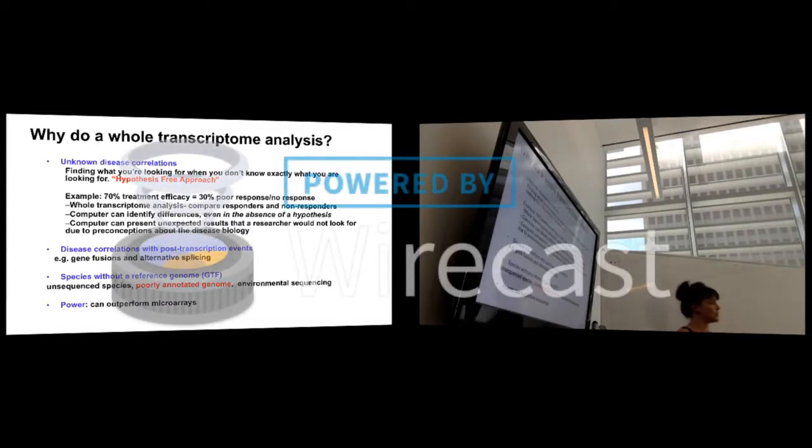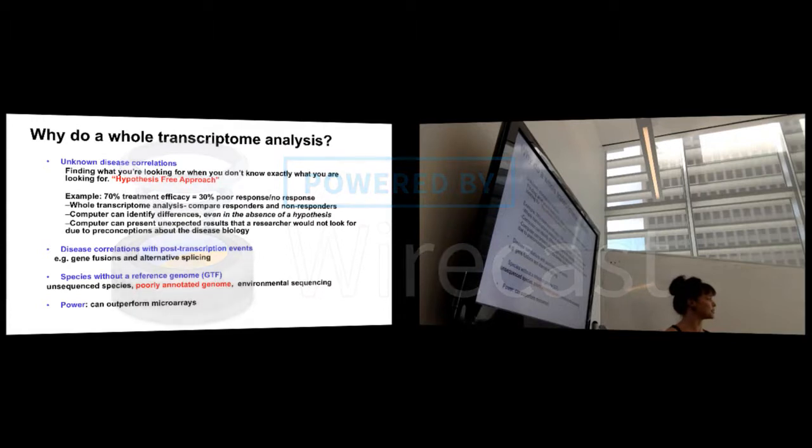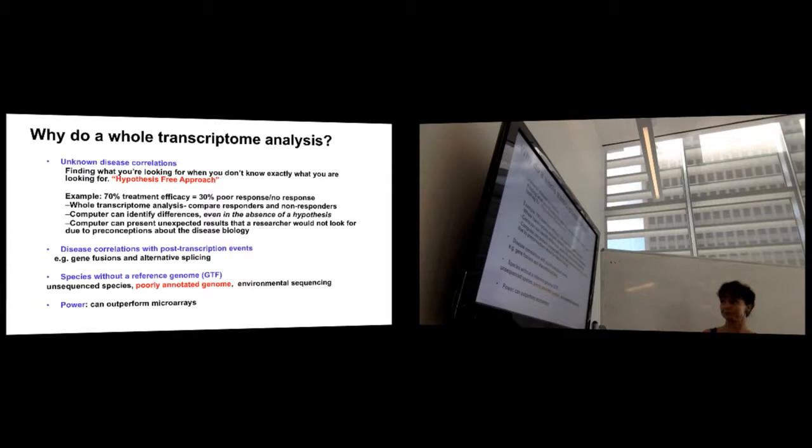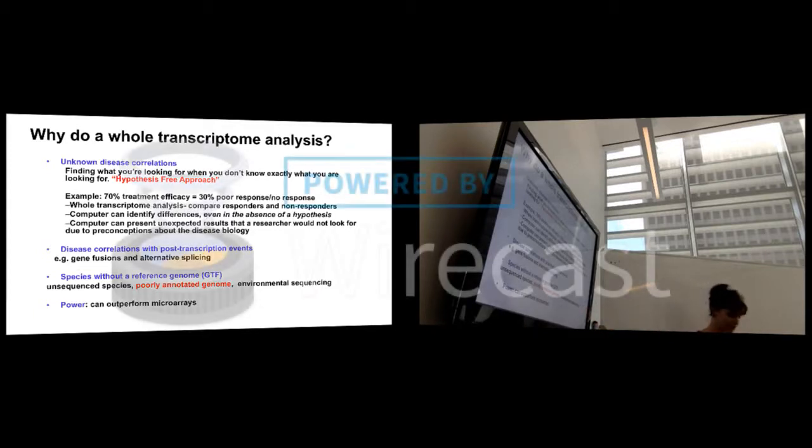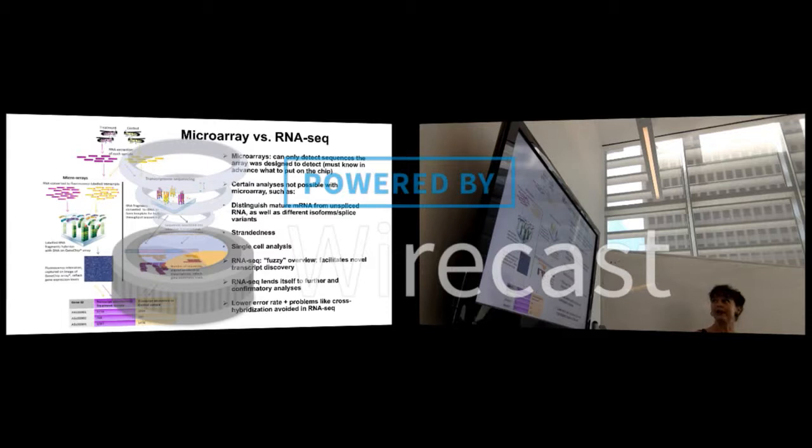Rather than go through the process of building a hypothesis, you can just do a whole transcriptome analysis. You compare the responders and non-responders, and you can immediately come up with a lot of relevant information in the absence of a hypothesis. There's also disease correlations with post-transcriptional events, and species without a well-annotated reference genome. You can also use this for that. We won't today, but you can. And power. It's more powerful than microRNA. Large-scale RNA analysis.